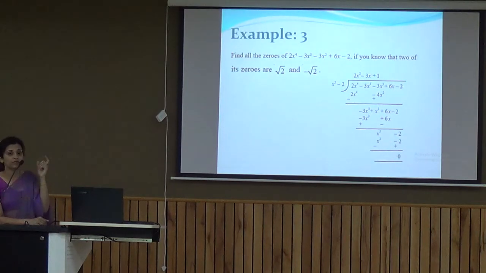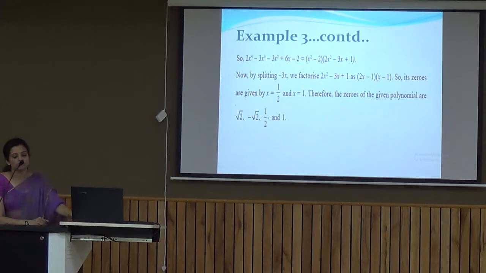Now when we divide, because it is given to be a factor, the remainder is going to be 0. And what is left in the quotient? I get a quadratic polynomial which I can very well factorize and get the zeros. 2x squared minus 3x plus 1. Yes, split the middle term. So we get the given polynomial as x squared minus 2 into 2x squared minus 3x plus 1, and when we factorize, we get the zeros as x equal to 1 by 2 and x as 1.